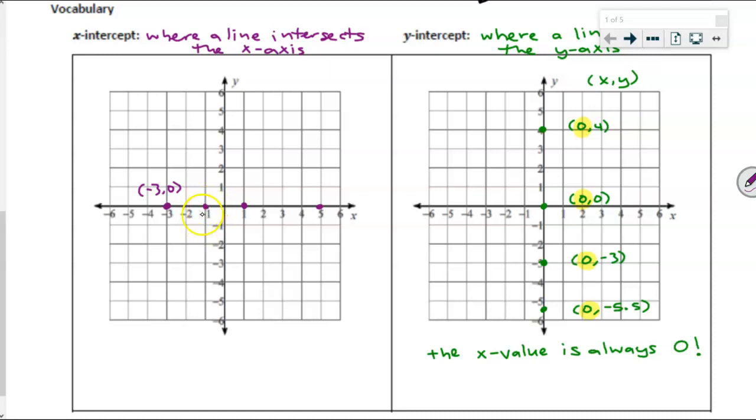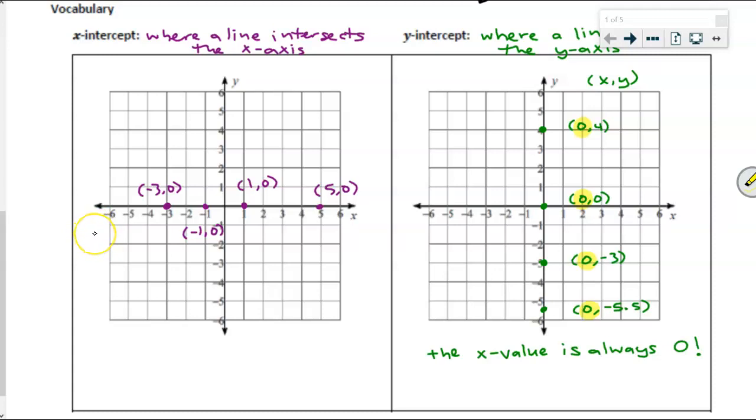Yeah, -3, 0. And what about this one here? Brock? -1, 0. Danielle, give me the next one. 1, 0. And the last one, Seth? 5, 0. Good. What do you notice about each one of these? What do all of these possible X-intercepts all have in common? Turn and tell your neighbors. And now back to me. What do they all have in common?